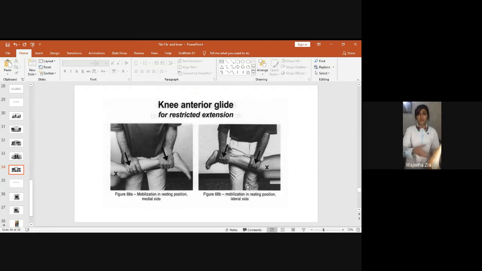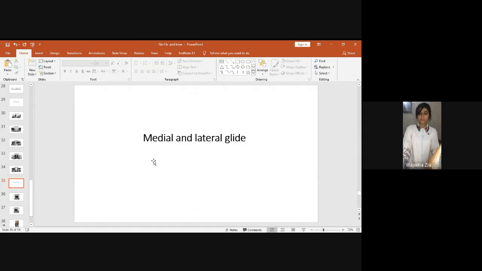For the anterior glide, as you have to move the tibia towards yourself, the patient must be in the prone position. Again, the femur is stabilized along the couch, and add a small towel to prevent the discomfort, and hold the tibia at the proximal and the distal end and apply the anterior glide. It will help to improve the extension.